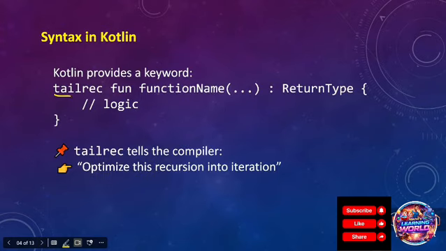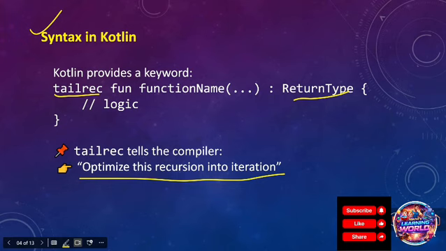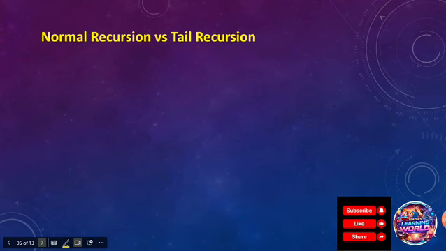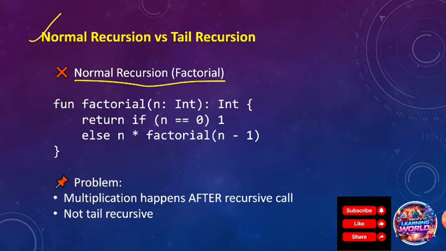Now the syntax: Kotlin provides a keyword tailrec. That is the keyword we have to use to define tail recursion. So you write the function name, return type, and whatever logic you need. The tailrec keyword tells the compiler to optimize this recursion into iteration. Got the point?